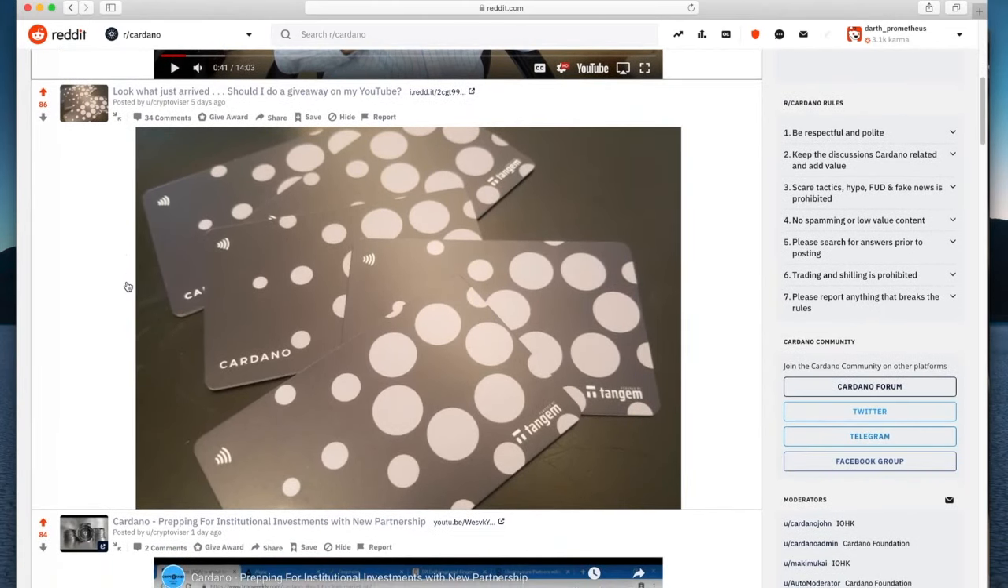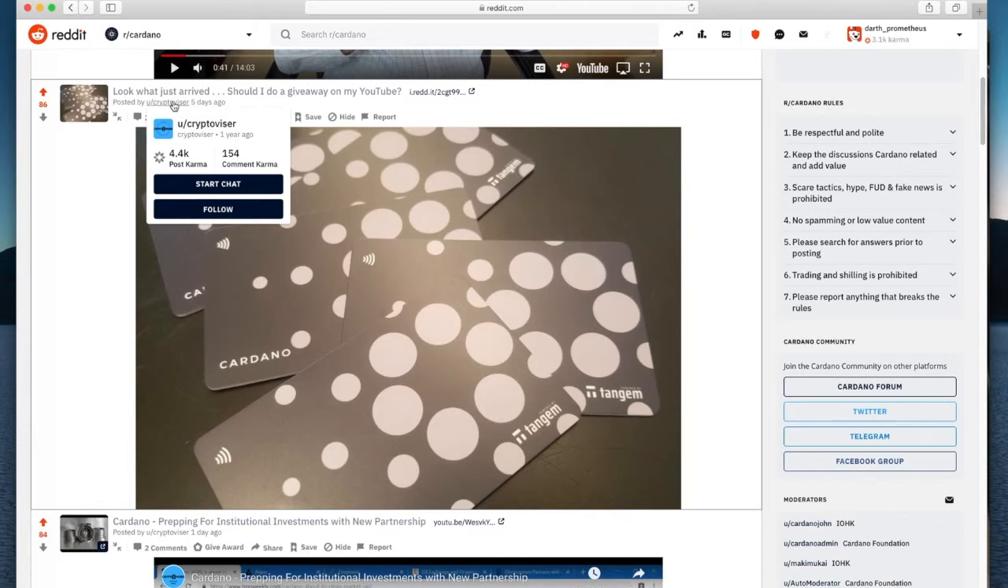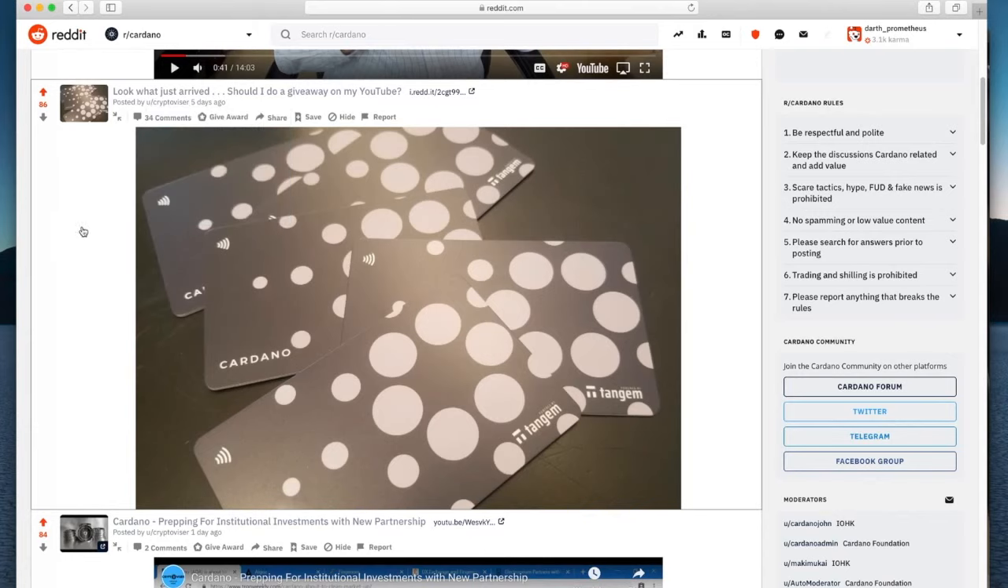Moving on to number two, we have a post from CryptoVisor. And CryptoVisor made three of the top 10 posts. So good job, CryptoVisor. And he has these Tangem cards.